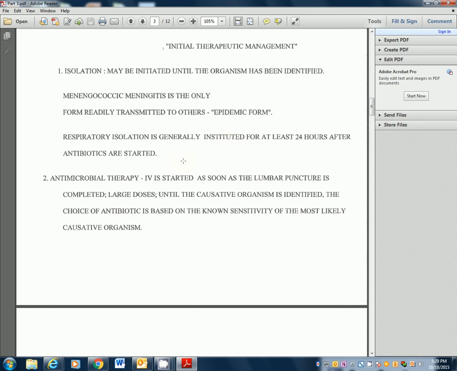Respiratory isolation is also instituted for at least 24 hours after antibiotics are started. Once they have been on antibiotics for a full 24 hours, then they are considered non-infectious.